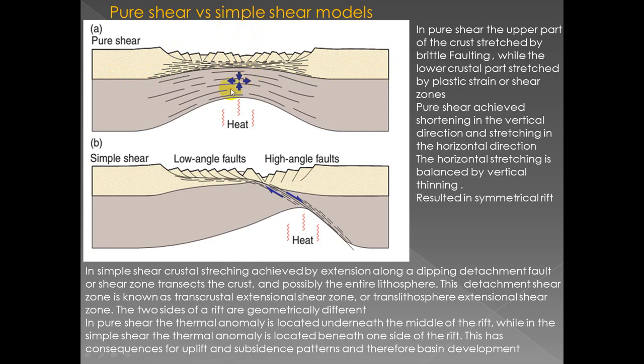In simple shear we have a long shear zone, which means this part of the continent or part of the plates is moving down and this part is moving up along this shear. In case of pure shear we have a symmetrical rift system. In case of simple shear we have an asymmetrical rift system. In pure shear we have the heat source in the middle of the rift system. In simple shear we have heat not in the middle, but in one part of the rift.